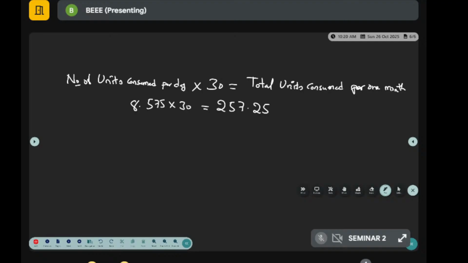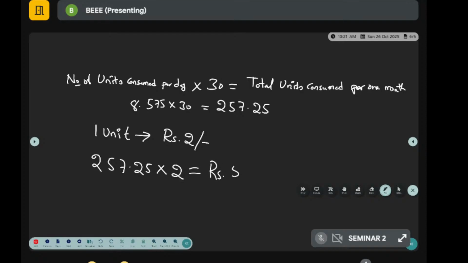Okay, right. Now 1 unit is equal to how much they are charging? They are charging 2 rupees. Now multiply: 257.25 into 2 rupees. So rupees is 514.5, which is nearly equal to 514 rupees. You have to pay 514 rupees per 1 month.